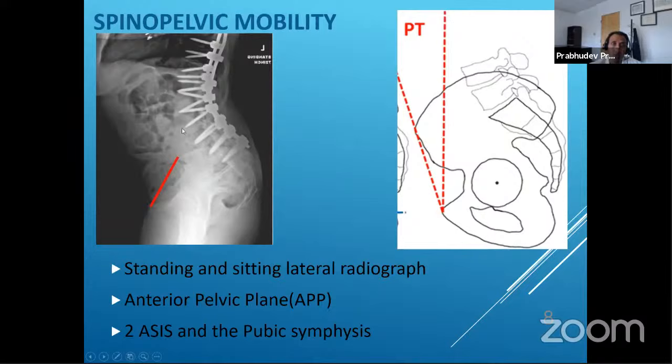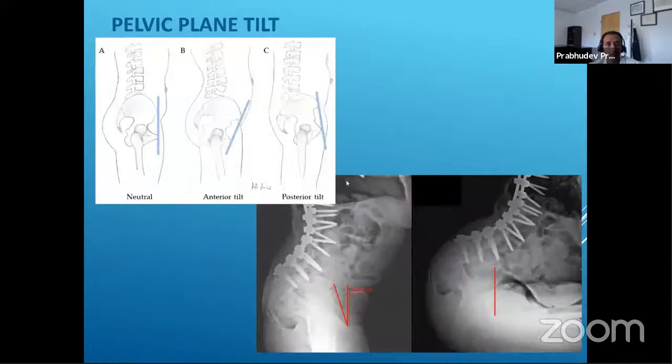This can be measured on a lateral view X-ray of the spine and the pelvis, and it can be in the standing and in sitting position. So typically, the pelvis is slightly anteriorly tilted in a standing position. The anterior superior iliac spine is slightly anterior compared to the pubic symphysis, so it's tilted about 7 to 8 degrees when the patient is standing. And when the patient goes to sitting position, the pelvis tilts more posteriorly.